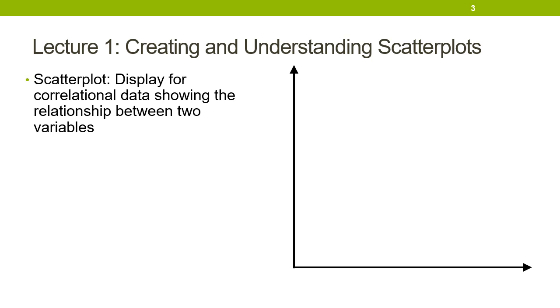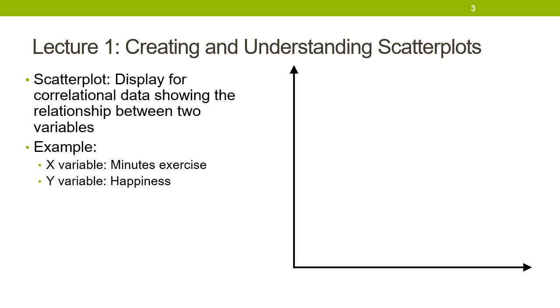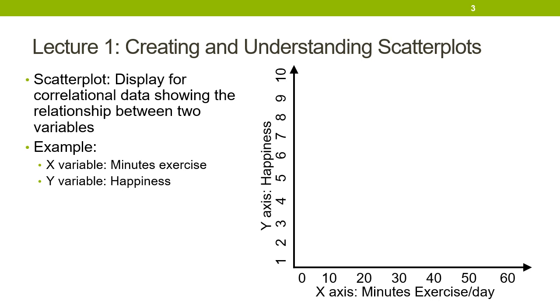And now let's just look at it here. So once again, a scatter plot is a display for correlational data showing the relationship between two variables. In this example, we'll use minutes of exercise for the X variable and happiness for the Y variable. We'll put the x variable, minutes of exercise, on the x-axis, laid out from 0 to 60 minutes. And the y variable, happiness, we'll put onto the y-axis. You can see it's labeled here, with numbers from 1 to 10.